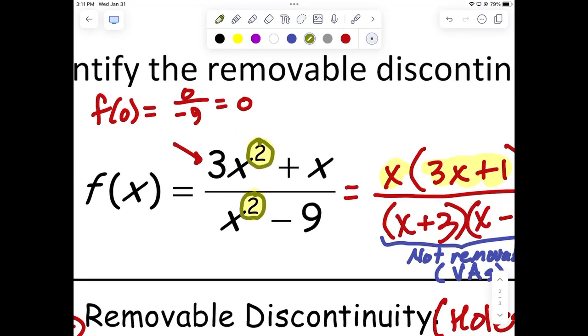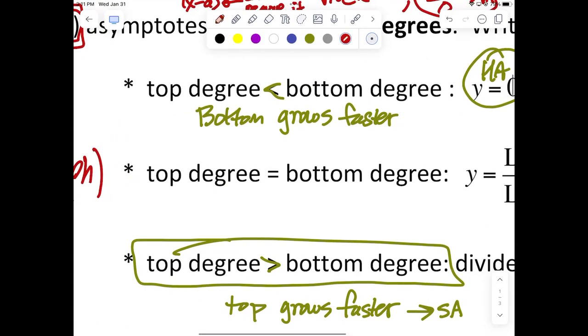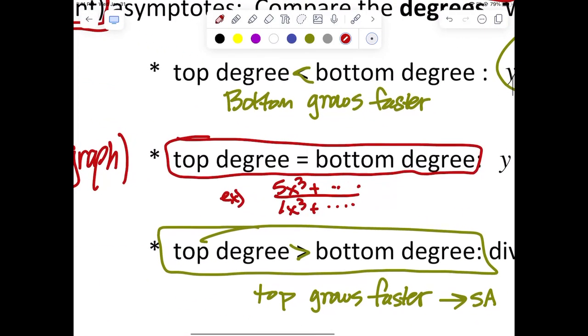So that's not what's going to happen with us. So that gives us the third and final scenario here. What if they grow at the same rate? What if the degree of the top is equal to the degree of the bottom? Well, let's see. If I gave you an example of 5x cubed plus something all over 1x cubed plus something, those were your leading terms. When we're going to infinity, which is the end behavior, we don't care about anything but the leading terms because everything else is small by comparison.